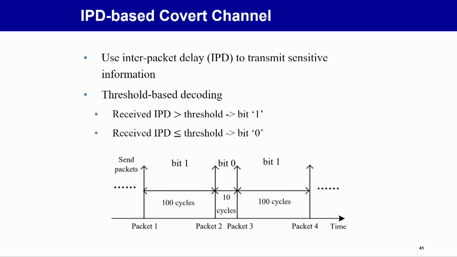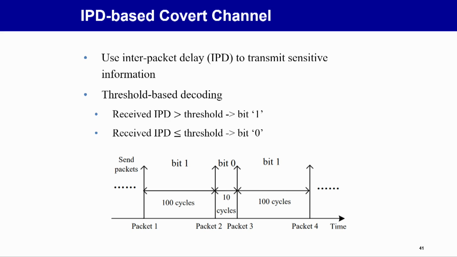When it's taking a long time, you can say there is a bit 1 stored on the transmitter side, and if it is taking less time, you can say it's bit 0. So this is how you can use the timing information to get some sensitive information on the transmitter side, or on the transmitter core.